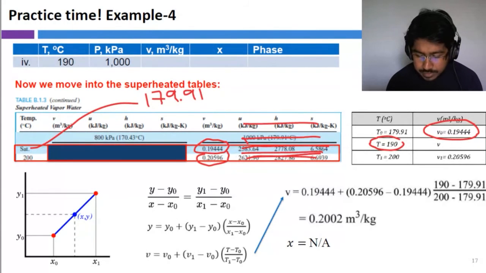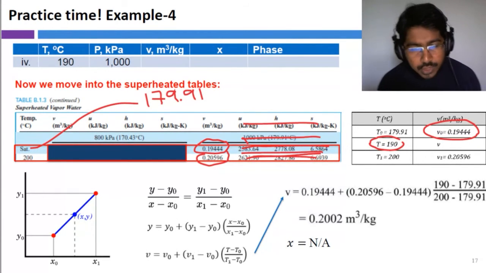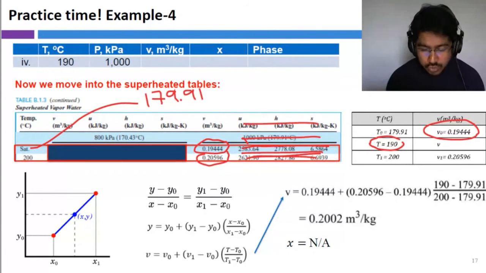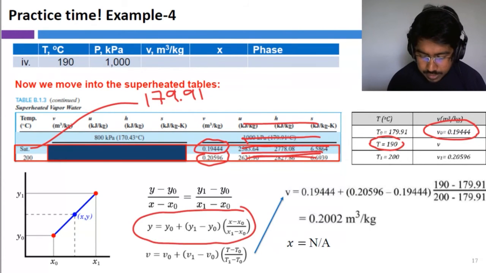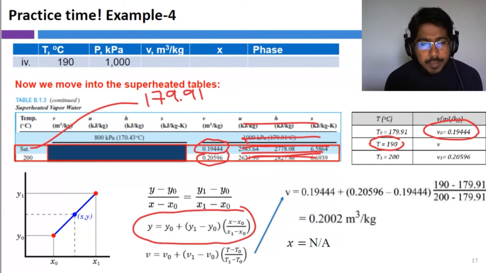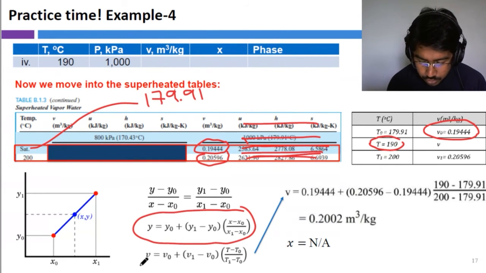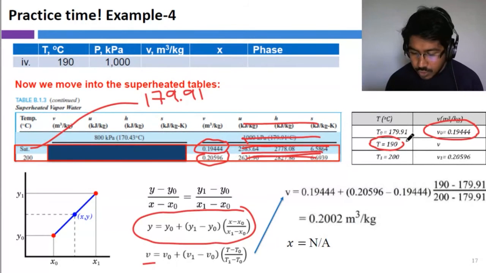After doing that, we just substitute the numbers into our interpolation equation, right? You remember for a linear interpolation, we derived this equation earlier. So y is the parameter that we are interested in, right? You can substitute all y's with specific volume because we want to find specific volume. So v is the specific volume at 190. V0 and V1 are going to be the conditions replacing Y0 and Y1.